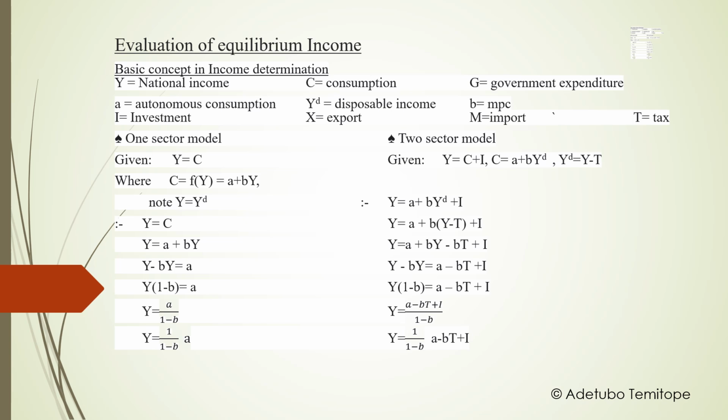Then when you factor out Y on the left hand side of the equation, we have Y open bracket 1 minus b close bracket equals a minus bT plus I. Then we have Y equals what? a minus bT plus I divided by 1 minus b. So when you factor out the multiplier effect as well, we have Y equals 1 divided by 1 minus b, times a minus bT plus I.